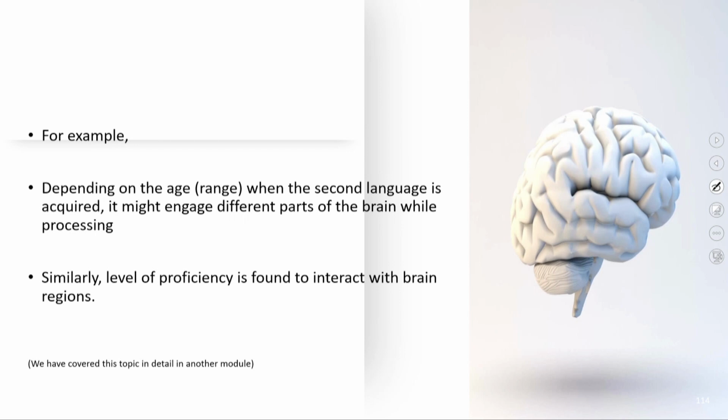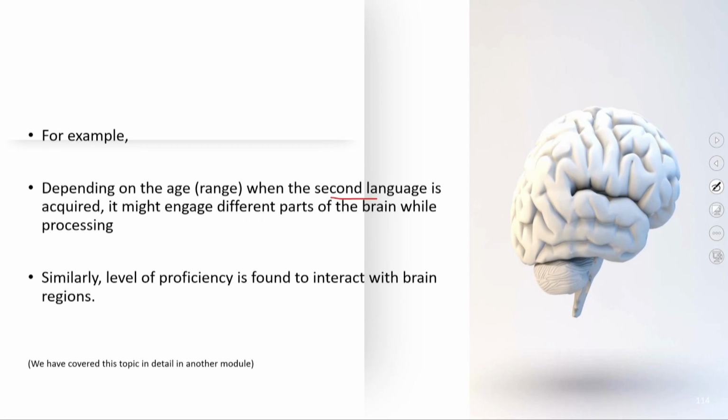So, if you are an early bilingual within this age range versus a late bilingual within this age range, do we see different kinds of neural signature? Yes. That is the main point here. Depending on the age range when the second language is learned, it might engage different parts of the brain while processing. Similarly, level of proficiency also has a very significant and interesting interaction with the different areas in the brain.